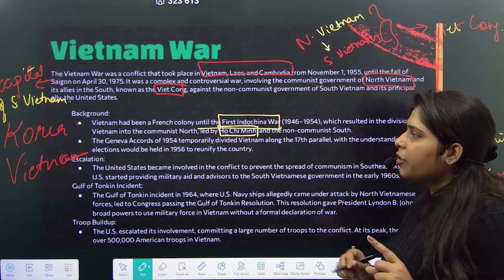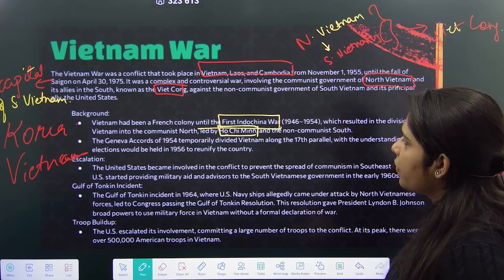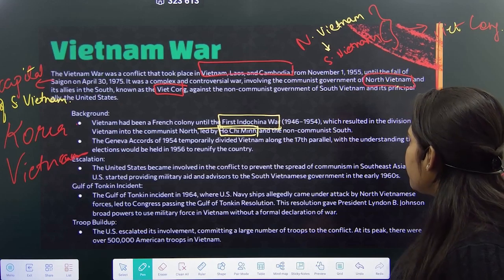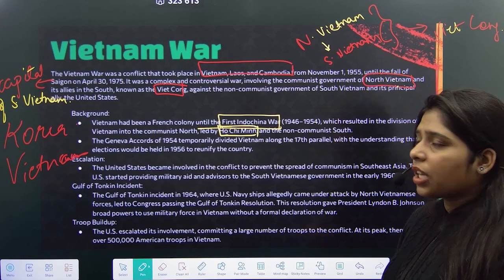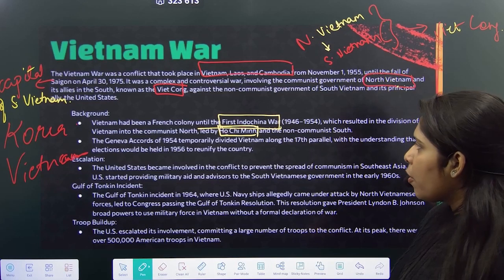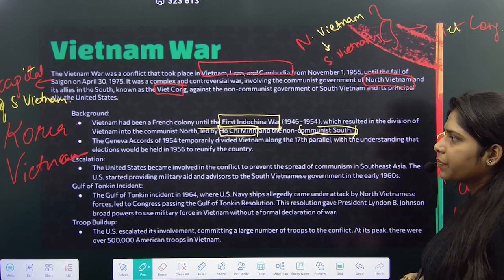Please remember that Japan had also got its interest in Vietnam. But yes, indeed, Vietnam was a French colony until 1954. Vietnam was hence divided into the communist North, which was led by Ho Chi Minh, and the non-communist South.